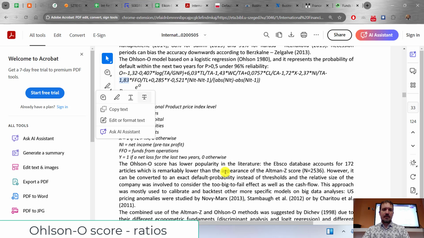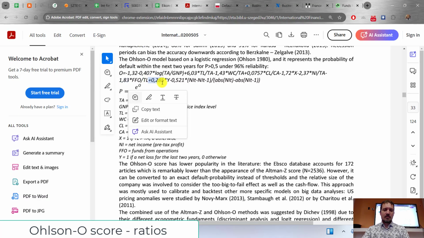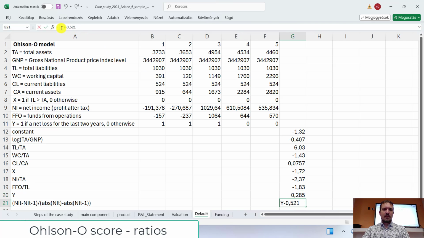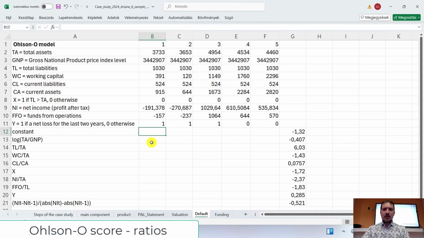This is also minus. Yay. Now, okay, we don't have to care about the constant, so the constant is 1. Then log t GDP. So log total assets divided by the... So this is the too big to fail ratio. And also, we can say that let's multiply it already with the constant. Sorry, with the coefficient.